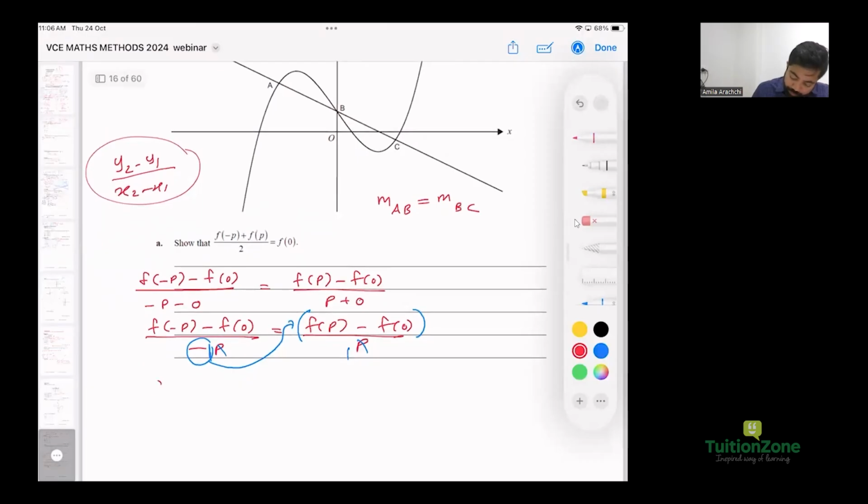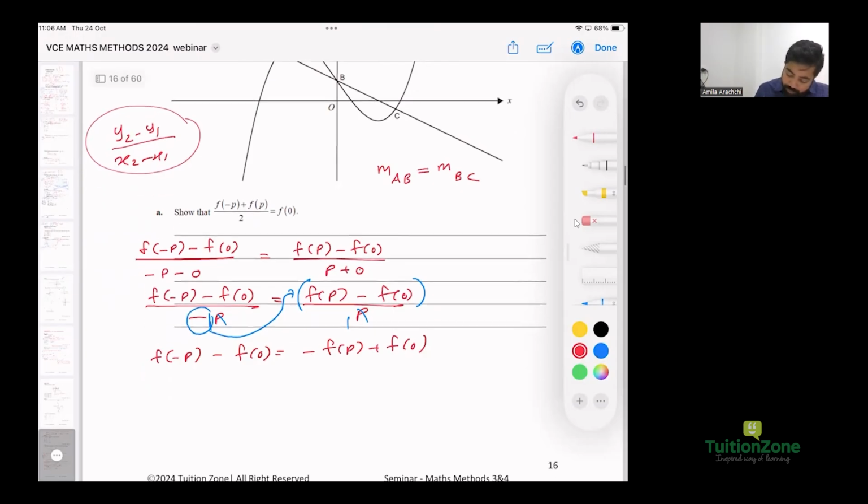To end up getting f of negative p, f of 0, negative f of p plus f of 0. And then, looking at rearranging, you can see what's the plan, isn't it? So I'll take this to this side and take this to this side.